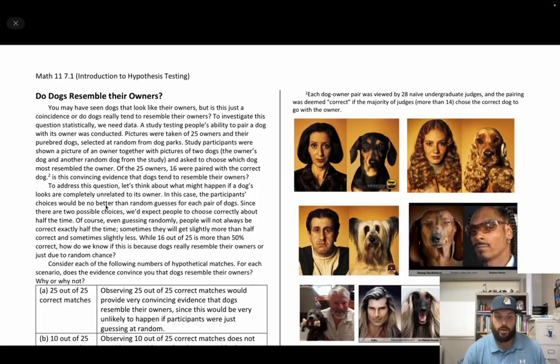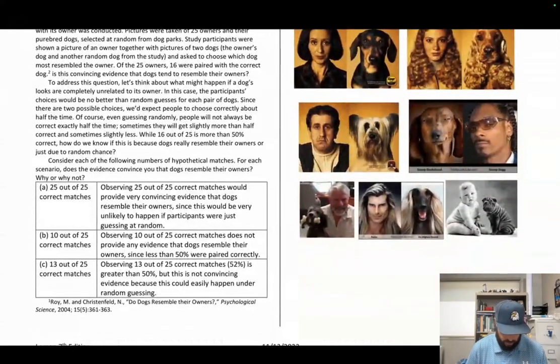So we have three scenarios here. 25 out of 25 would be pretty convincing evidence. 10 out of 25 does not provide any evidence that dogs resemble their owners, since it's less than 50%, but is that convincing? And then 13 out of 25 is right around 50%, kind of 12, 13. So then which one is convincing? Obviously A, maybe not B, and C is that middle ground.